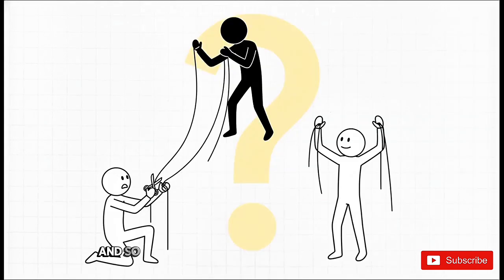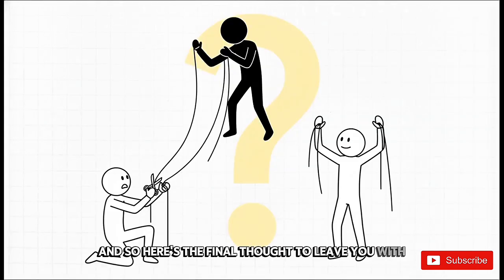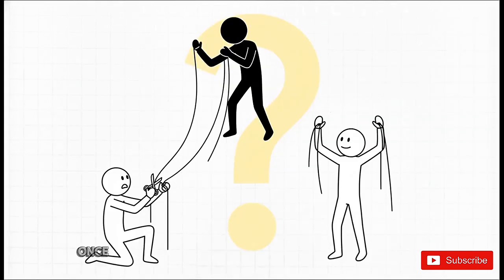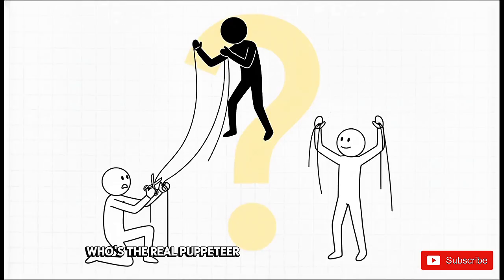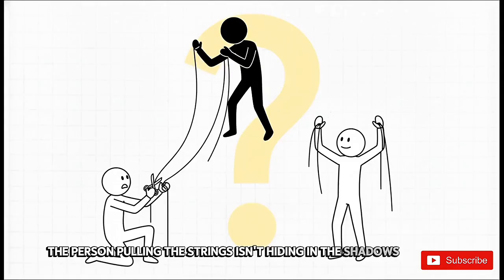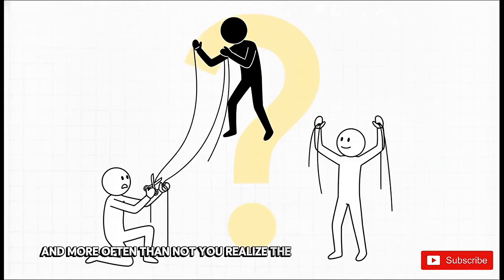And so here's the final thought to leave you with. Once you can see the strings, once you understand the mechanics of the manipulation, who's the real puppeteer? The power completely shifts. The person pulling the strings isn't hiding in the shadows anymore. And more often than not, you realize the power to cut those strings was in your hands the whole time.